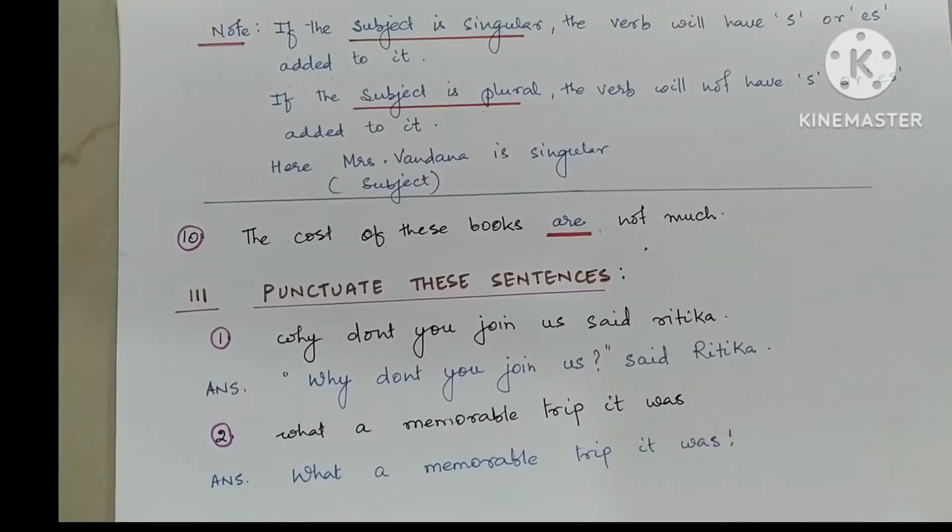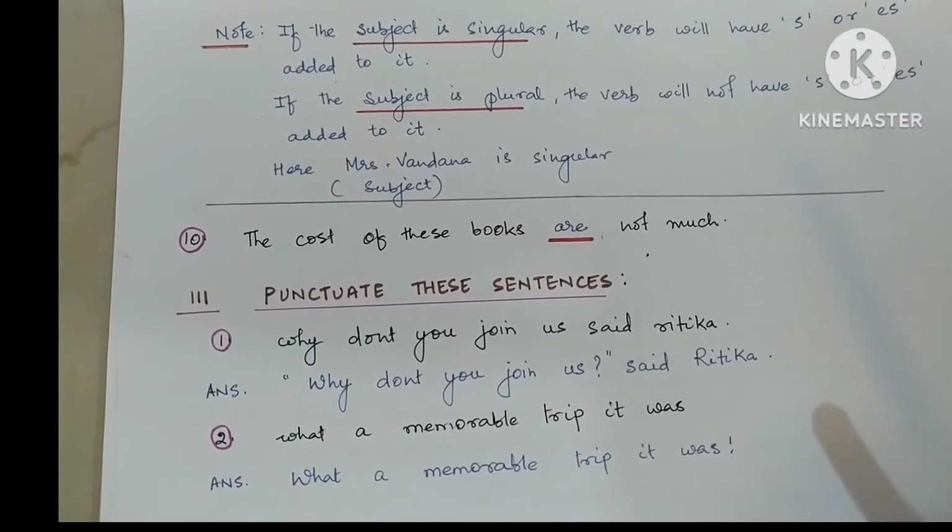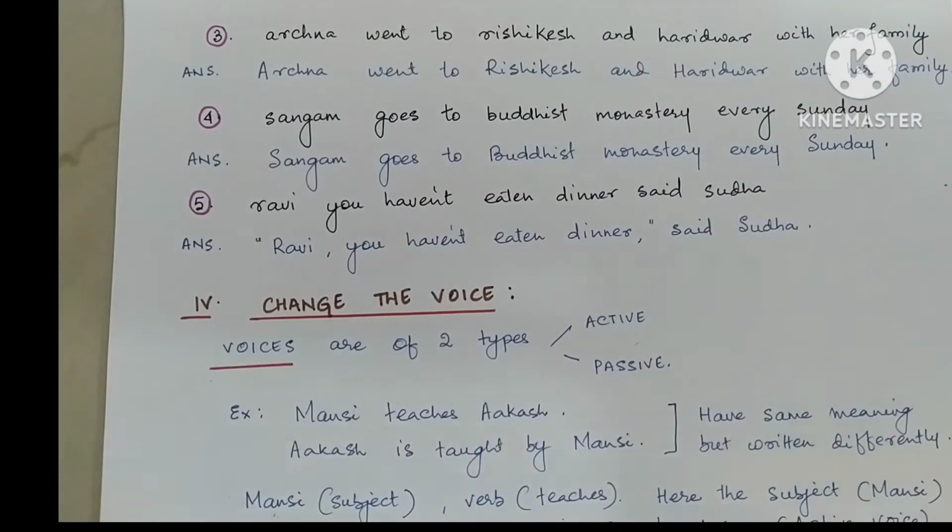That means it is an exclamatory sentence. The first one was an interrogatory sentence, the second one is an exclamatory sentence. What a memorable trip it was! Next, Archana went to Rishikesh and Haridwar with her family. Archana is a proper noun, Rishikesh is a proper noun, Haridwar is a proper noun. So all these three will start with capital letters, with her family, full stop.